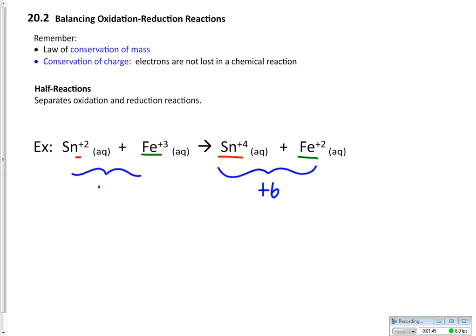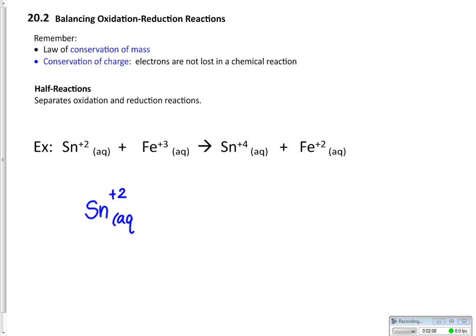So what we are going to do is something called the method of half reactions. To balance something according to the method of half reactions, you want to split the oxidation process from the reduction process. Now it doesn't really matter which one you do first. So let's just start with tin. We're going to start on the left-hand side. I see tin in a +2 state, aqueous. And then on the right-hand side, I see it in a +4.